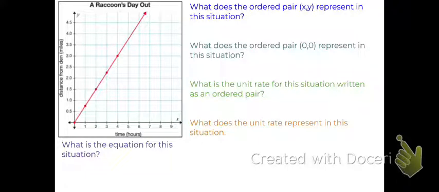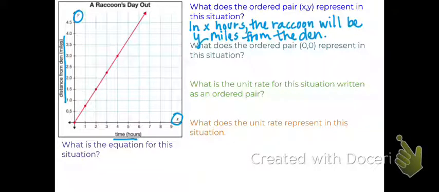Here we're going to go through some questions related to this graph, a raccoon's day out. The first question says, what does the ordered pair XY represent in this situation? So this graph still has an X and Y axis. They are just labeled time and distance from the den in miles. So the X represents the time in hours, and the Y represents the distance from the den in miles.